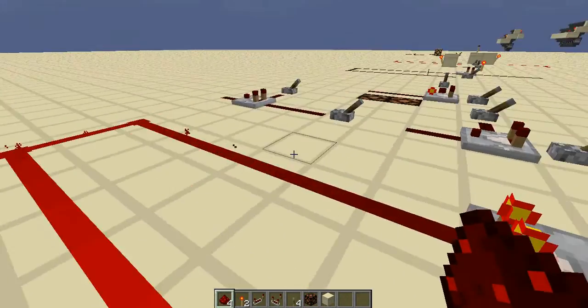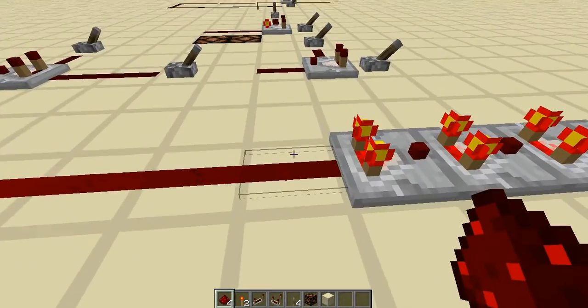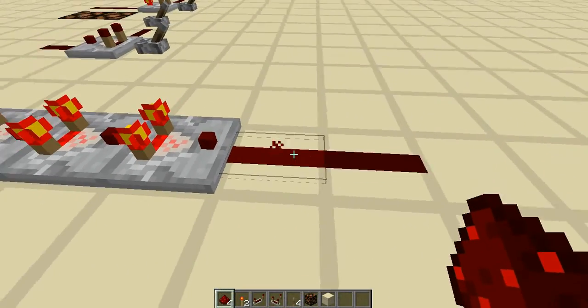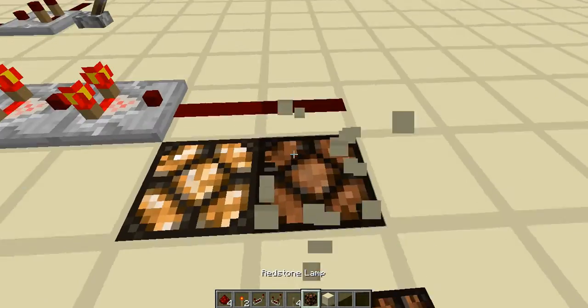Unlike the repeater, instead of completely restoring the signal, it will preserve it. So right now it's at 1 signal strength, and then it goes through these comparators, and it's still at 1, and it will give out after 1.